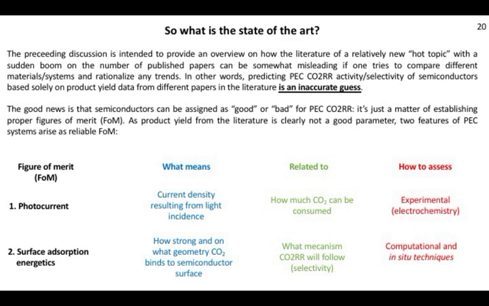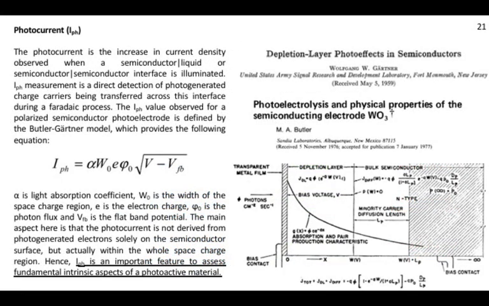And this can be assessed by electrochemical experiments. And the surface adsorption energetics is how strongly and in what geometry CO2 adsorbs to the electrode surface. And this completely defines not only the activity, but the mechanism that CO2 reduction will follow. And this can be probed mainly by computational techniques, and also with some in situ techniques. So there's, again, a lot of text in this slide. You can go back later, pause, and take your time to read it.